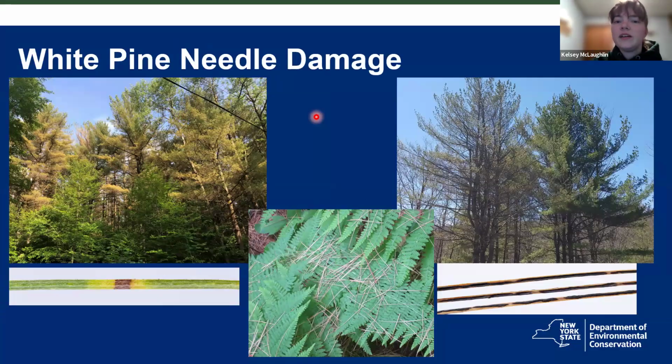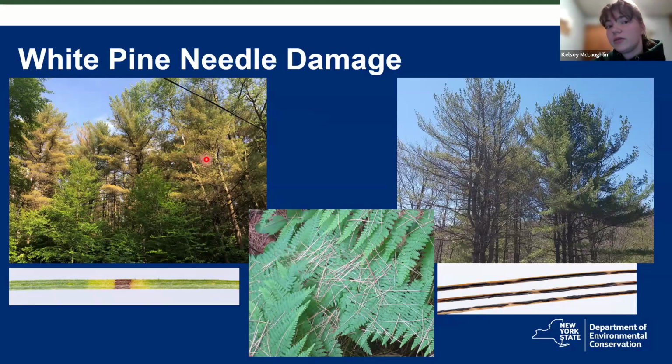All right, so white pine needle damage is actually a native issue. It's a complex of four native fungi that just seem to ramp into overdrive around 2016, maybe as early as 2012. And with this disease complex, what you tend to see is the white pines start yellowing and dropping their needles in the spring.